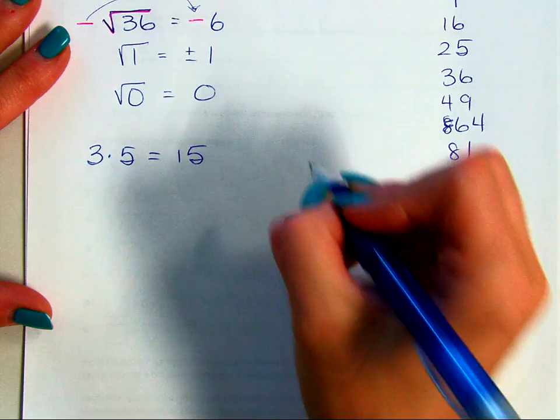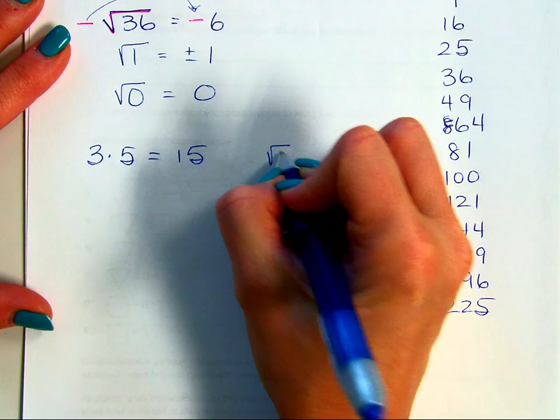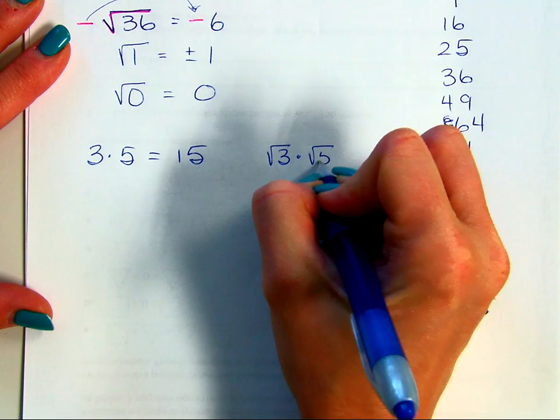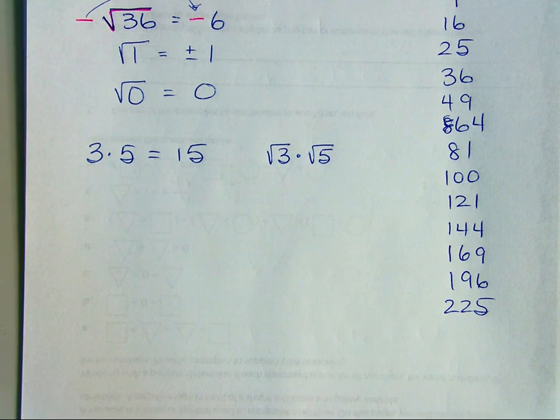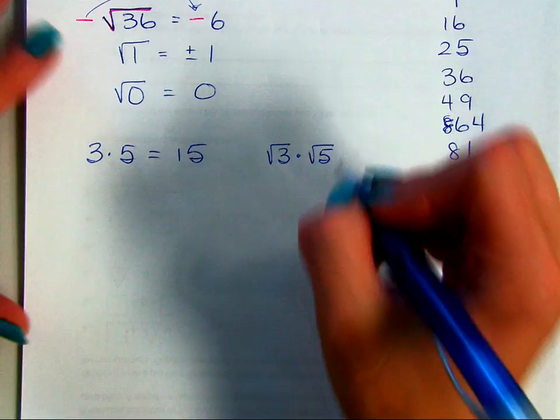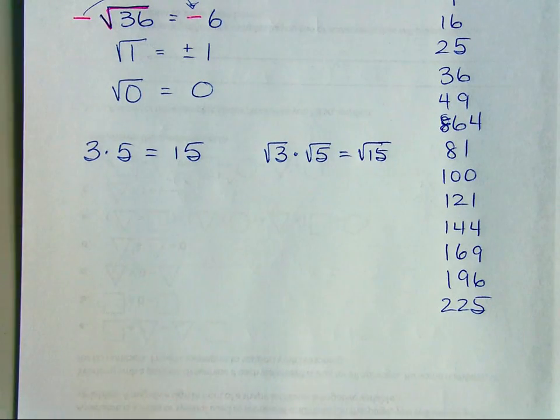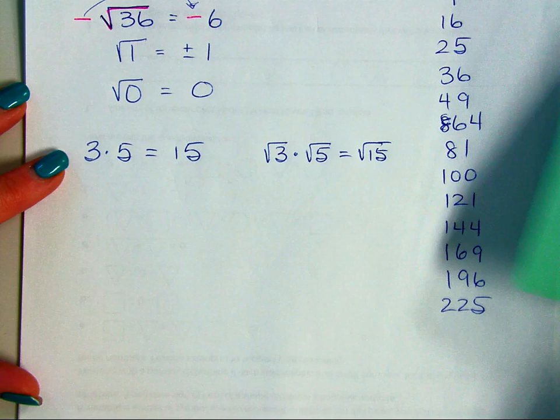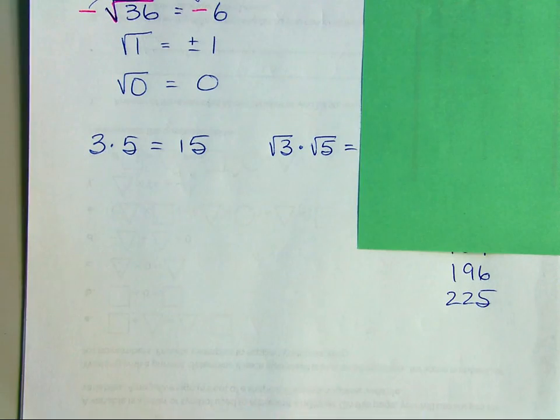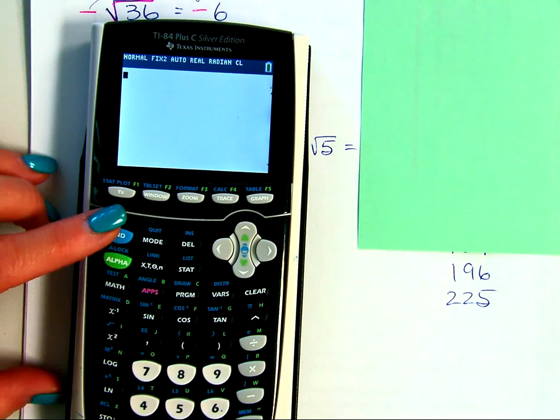So what we're going to talk about today is what is the square root of 3 times the square root of 5. And what do you think it would be? The square root of 15. And you would be absolutely right. Okay? To kind of show you what I mean by this. And before I gave you this answer right here, you may have been tempted to take a calculator and find the square root of 3.